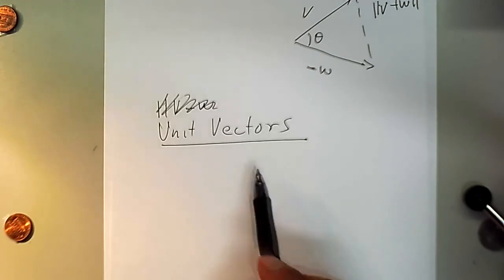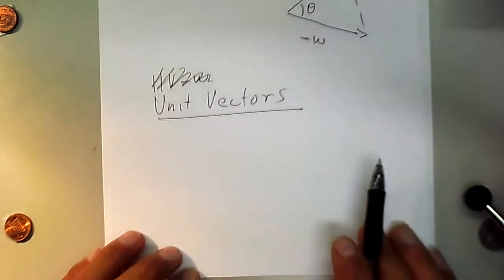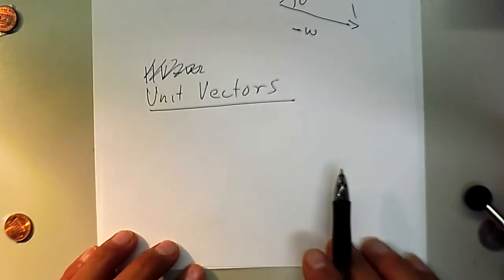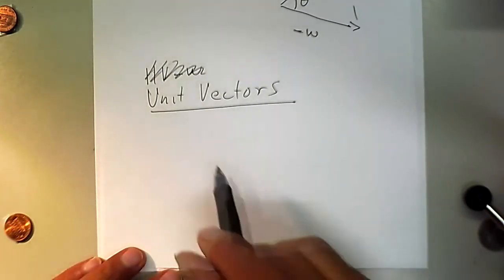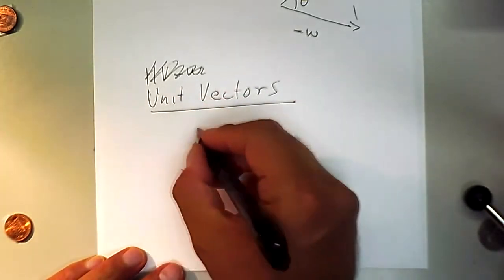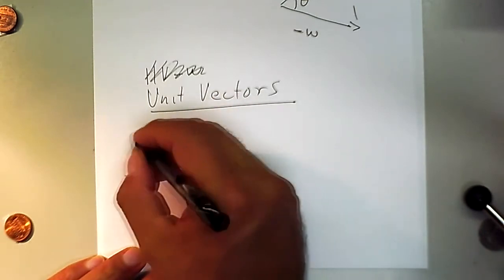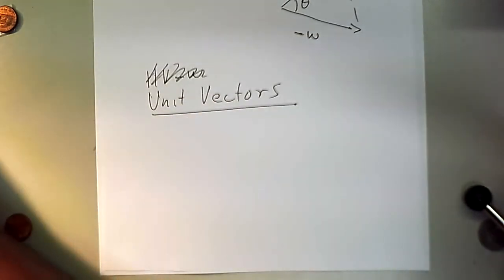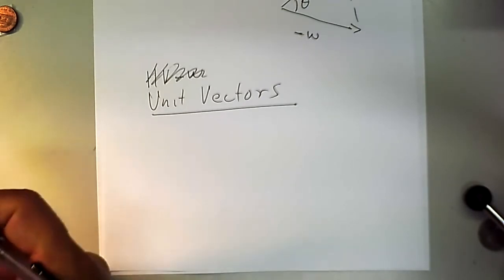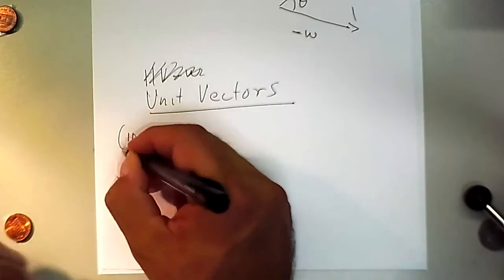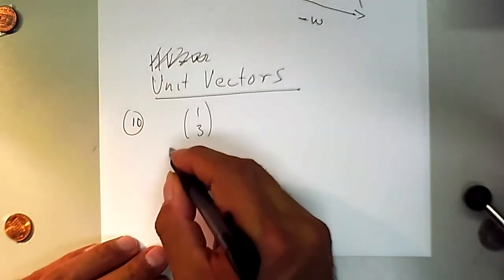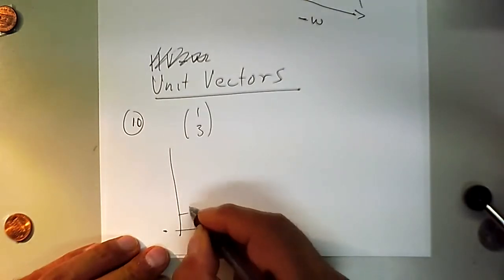Yeah, multivariable calculus uses unit vectors more extensively than linear algebra, to the best of my recollection. Let's do an example, and I want to keep up with the numbers. I think the next example is example 10. Yep, example 10. So the vector (1, 3) has a direction.